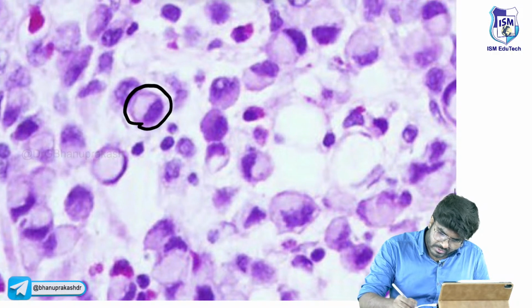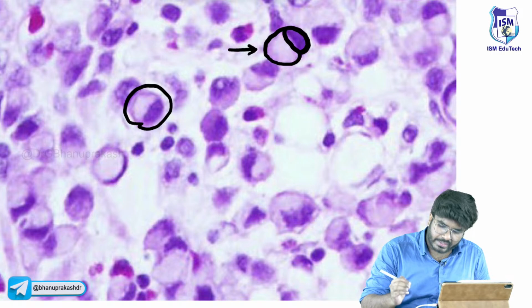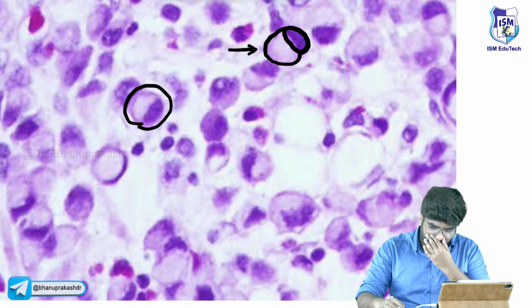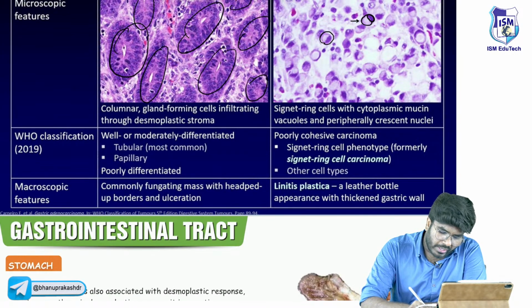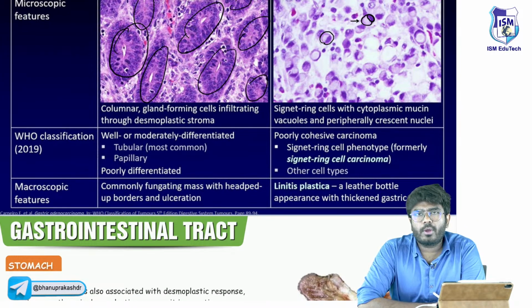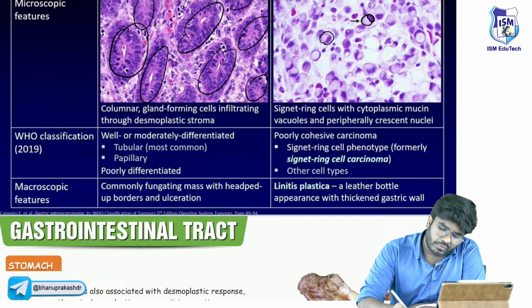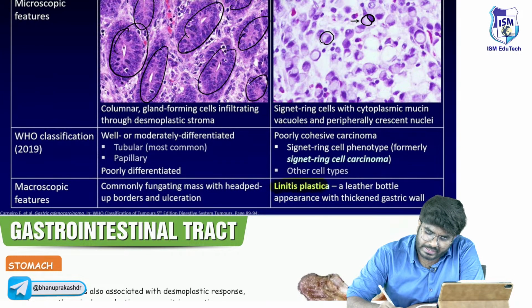The classical one I will show you. See here, this cell. What is it looking like? It's looking like a ring. So signet ring cells are going to be seen. Now one more important point which I want you to know is that in the diffuse variant, the patient is going to have a Linitis plastica.